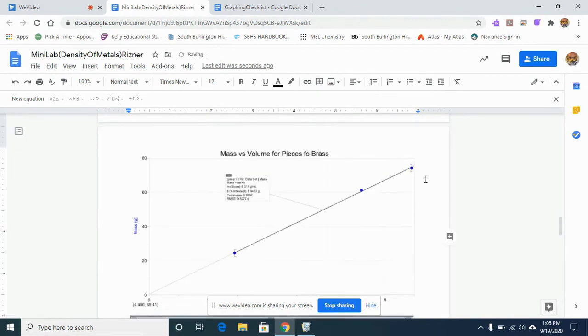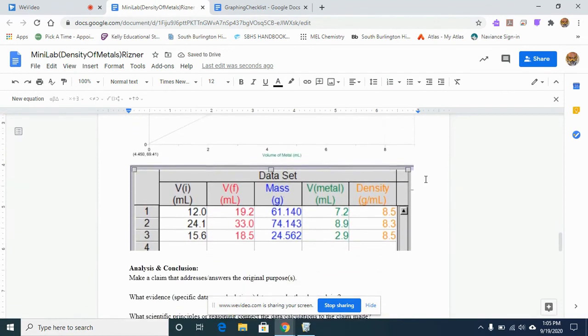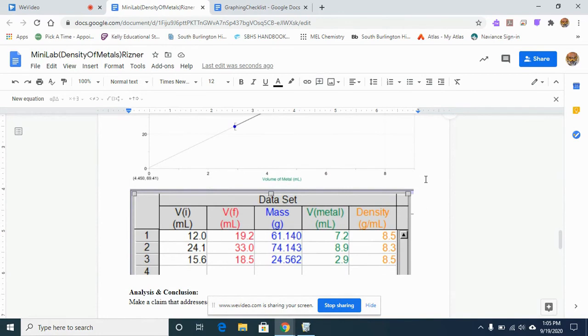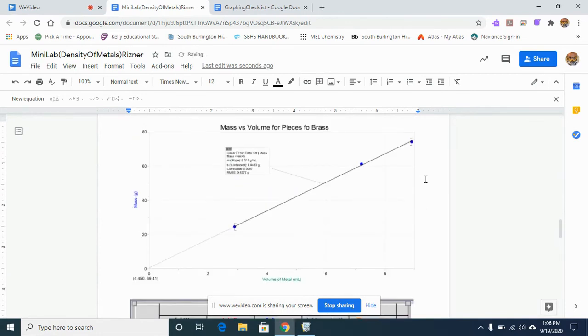Everything looks nice. The one thing that was on the checklist that I kind of glossed over is a description. So we're going to describe what is happening in this graph. A linear relationship that starts low and goes up is called a direct relationship. So this is showing a direct relationship between the mass and volume of pieces of brass.